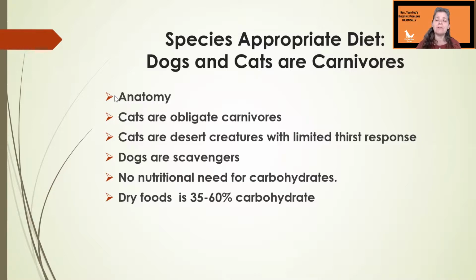Now, dogs are scavengers and they'll eat berries and nuts and seeds in the wild. They can digest some plant materials. However, neither the dog nor the cat has any nutritional needs for carbohydrate. And yet, dry foods can be anywhere from 35 to 60% carbohydrate on a dry matter basis.